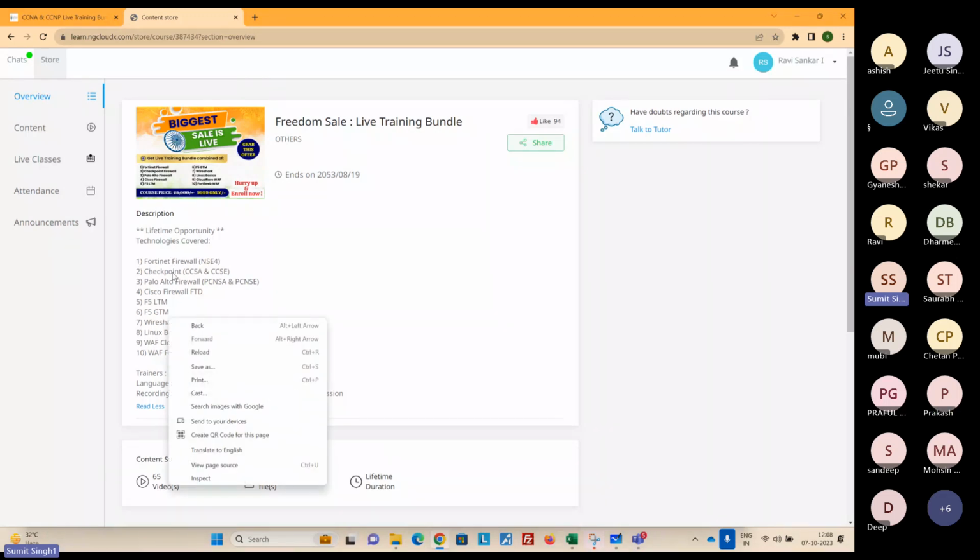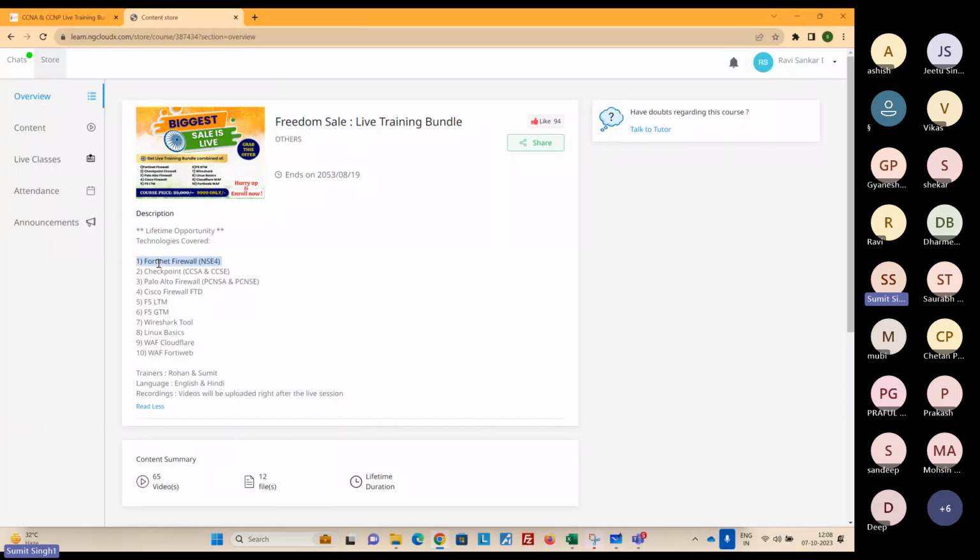Those who are already enrolled in this are very well aware of that. Fortinet and Checkpoint are already done. Palo Alto is going on right now. After that, we'll start with FTD in December. LTM, GTM will go, and then next year onwards, these remaining four topics will go. So that is also one hot course for us.